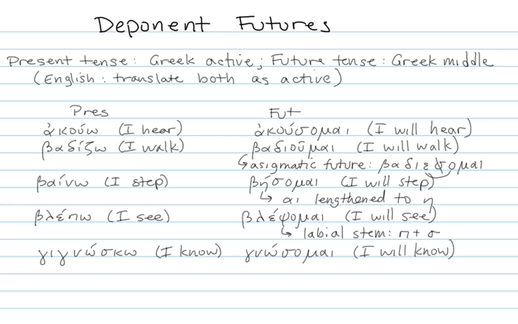Gignosko becomes gnosomai. That one looks very different, but as I've mentioned to you before, there's a couple things going on in gignosko that are actually not part of the real stem. So the gi at the beginning is a reduplication which designates the present tense, so that's not part of the real stem. Sko is another part that designates the present tense, so that's not part of the real stem. So that means the real present stem is just gno, and then you add your sigma, and then you add your middle voice endings, which means that gnosomai is actually a predictable result of the future stem of gignosko.